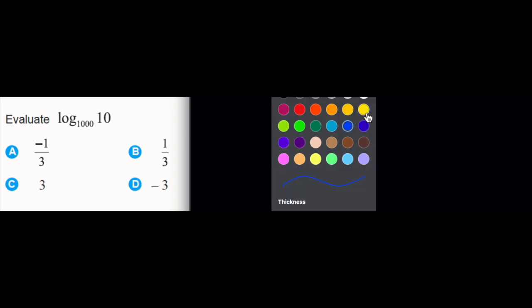In this question, we want to evaluate log 10 to the base 1000, right? Log 10 to the base 1000 equals x. Now we will change from the logarithm form into exponential form. So we have the base which equals 1000, and we have the exponent which is x. This equals 10.